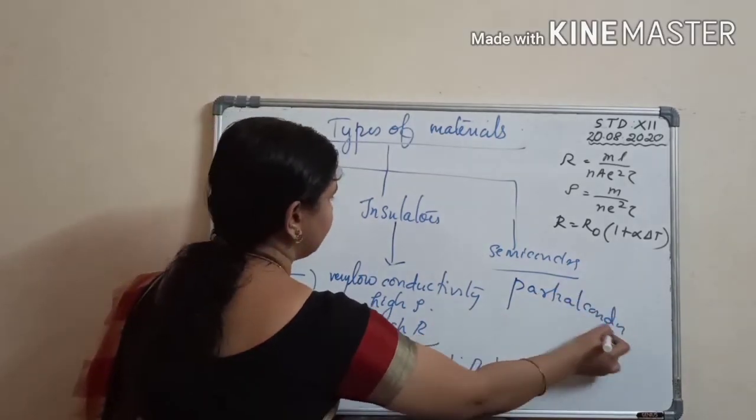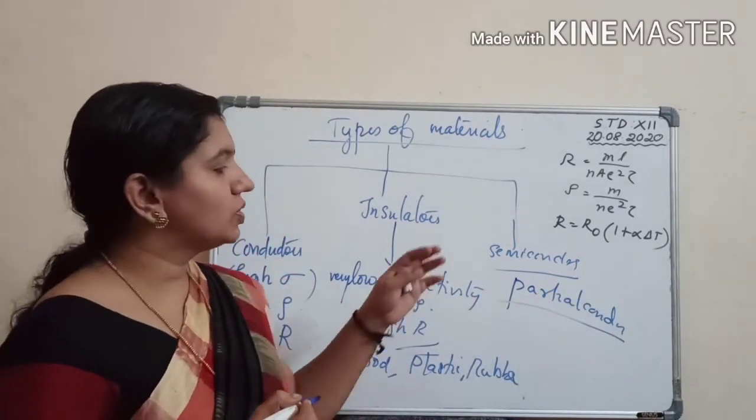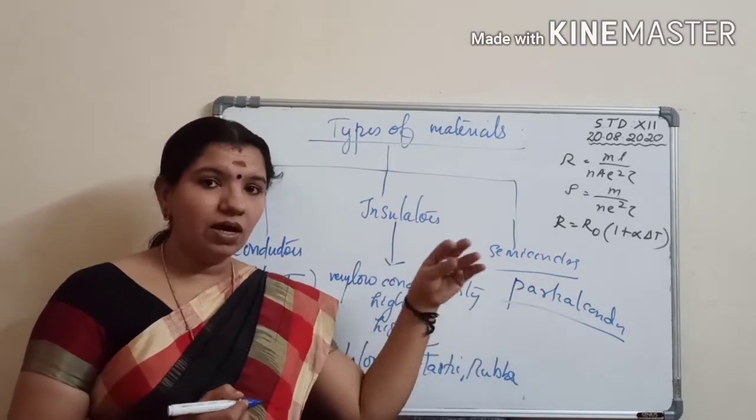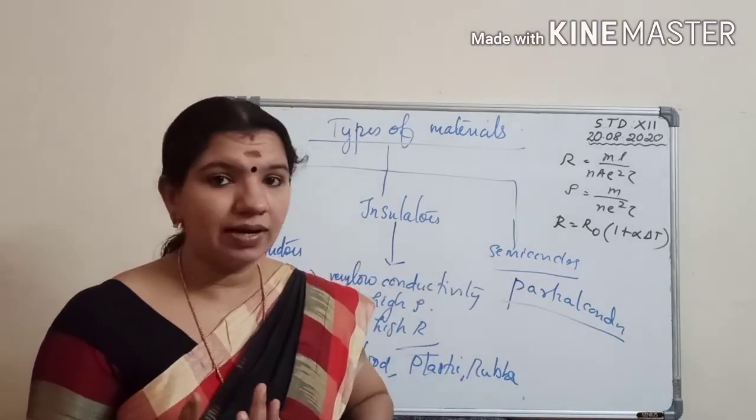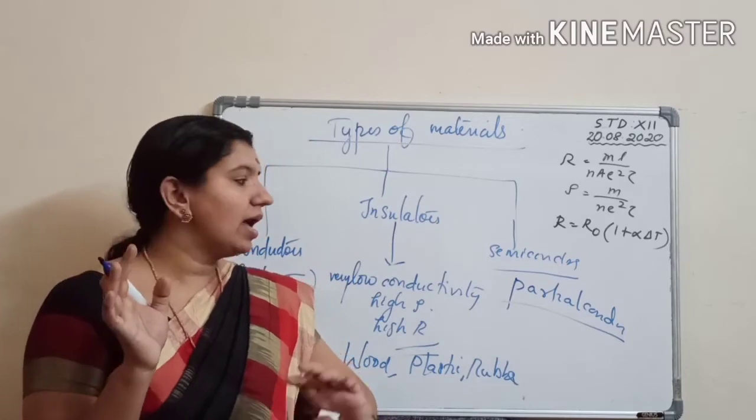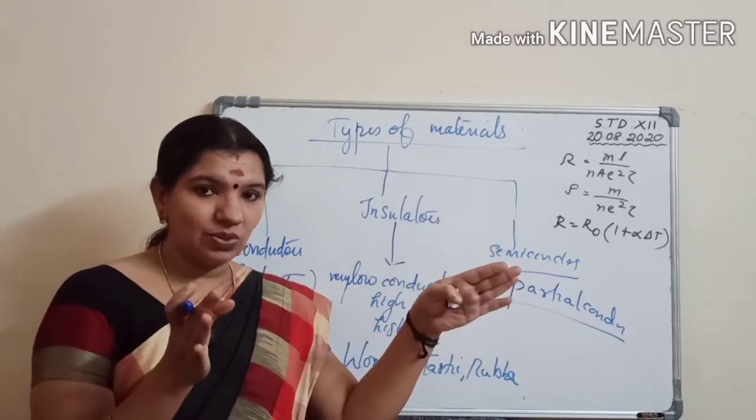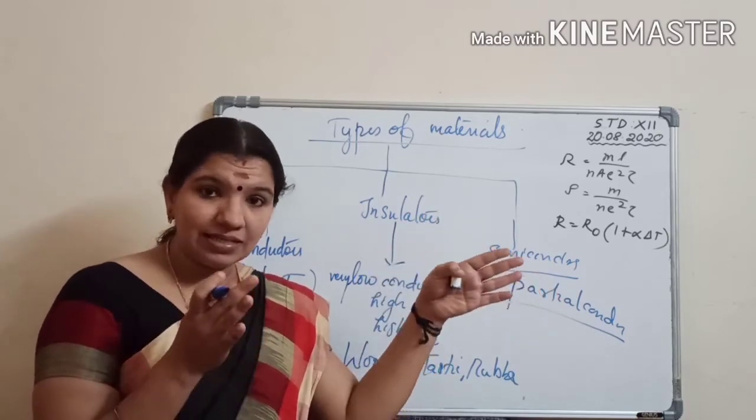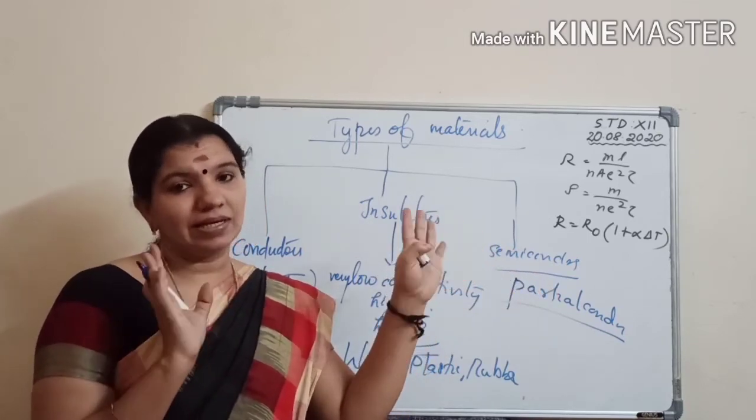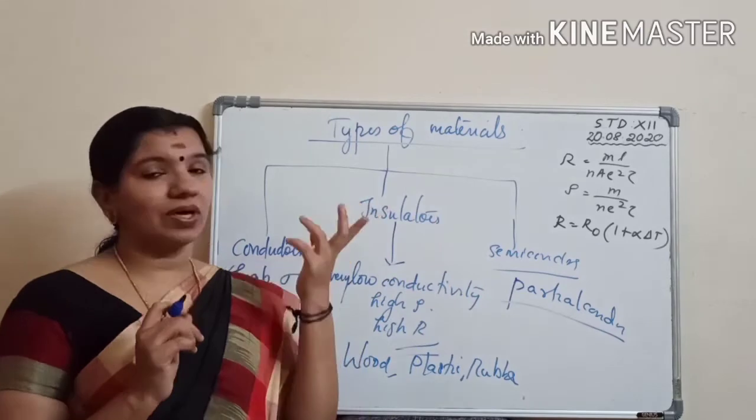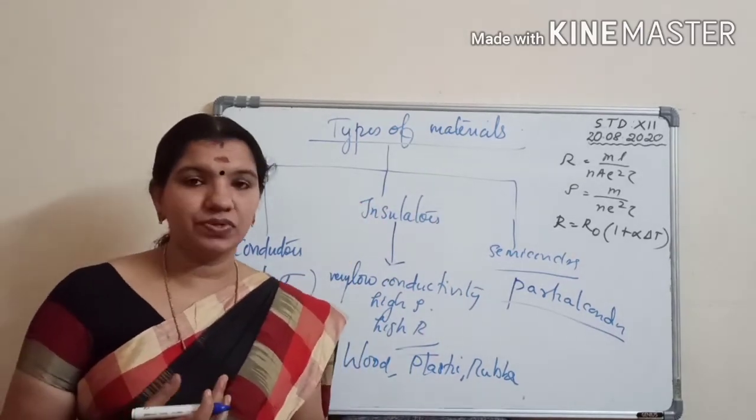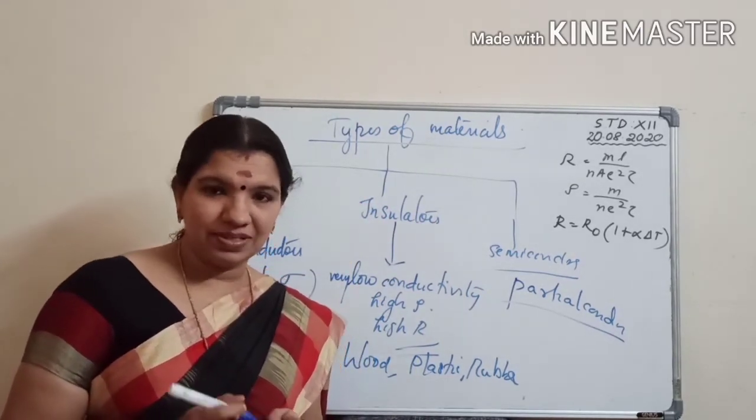You will study this in detail in the last chapter. They partially conduct, and when the temperature changes they conduct more. The details will be studied there. Anyway, the resistivity of semiconductors lies between the ranges of conductors and insulators, and the conductivity lies between the ranges of conductors and insulators. This is the classification of materials based on conductivity and resistivity. Just basics only.